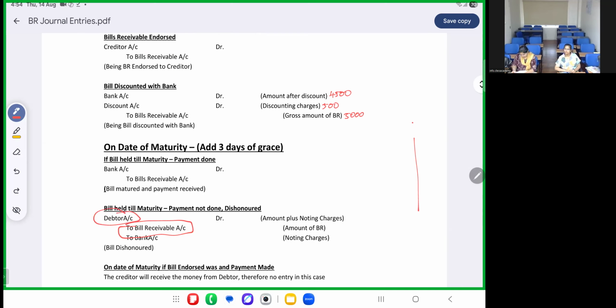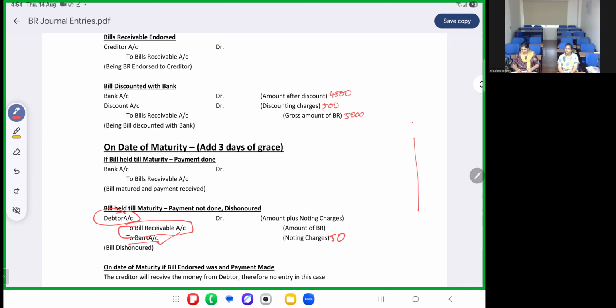See, whenever it is dishonored, we have to pay some noting charges. This we will recover from whom? Our debtor, because of him only we are paying noting charges. So we are paying some noting charges to the bank, for example 50 rupees, and a 5,000 rupees bill was dishonored.